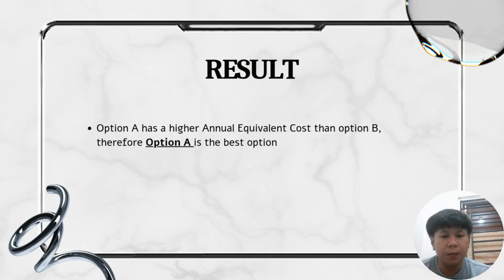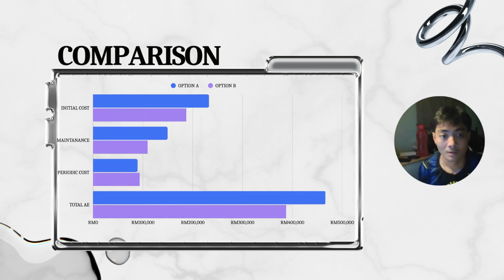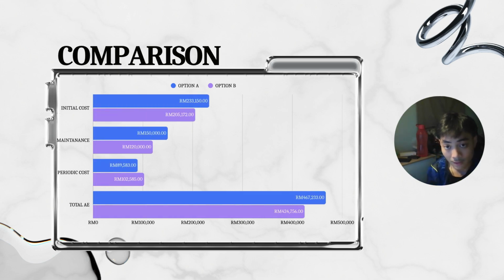And after the comparison, this is the result, which is option A has a higher annual equivalent cost than option B. Therefore, option A is the best option. So this is the comparison table for option A and option B. For the initial cost and the maintenance cost, option A is a lot higher than option B. But for the periodic cost, option B is higher than option A. So for the total annual equivalent, total A is a lot higher than total B.